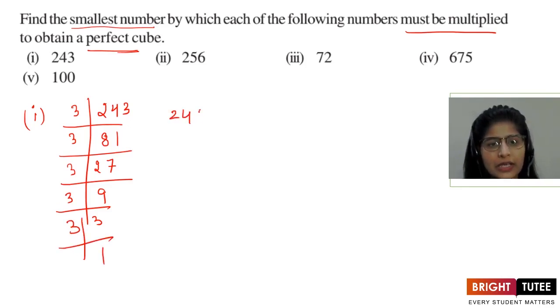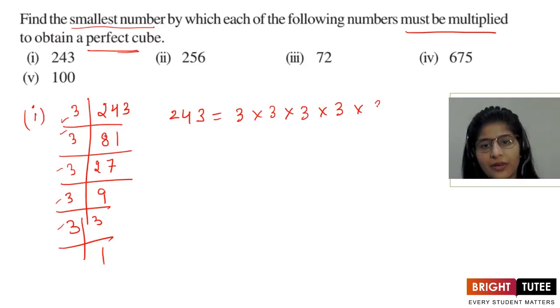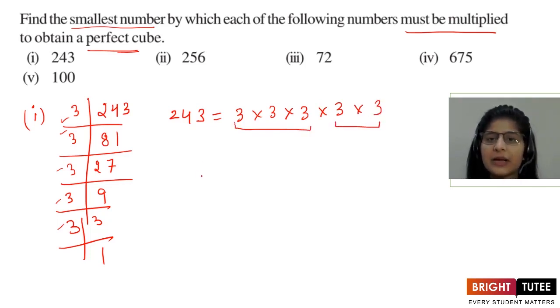So 243 is written as how many times? 1, 2, 3, 4, 5 times 3. Let's try to form the groups of 3. A group of 3 means a triplet.